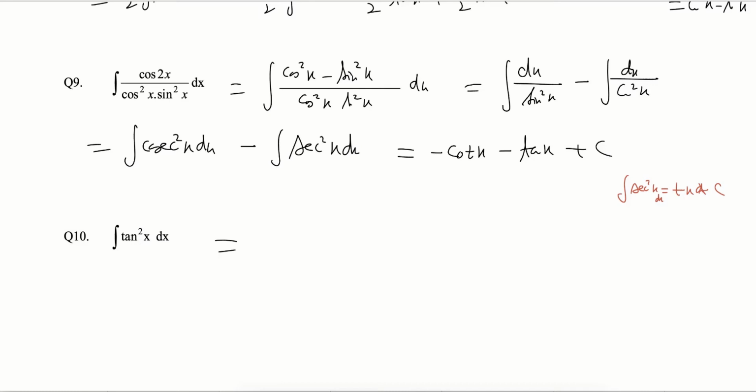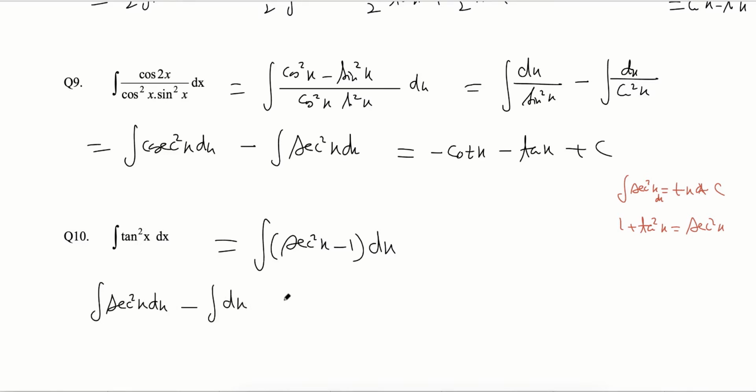Tan square x, we don't have any formula for integration, but we can convert tan square x in terms of secant square x. This I can write as secant square x minus 1 dx. Yes or no? Basic trigonometry: 1 plus tan square x equal to secant square x. So tan square x equals secant square x minus 1. So this will be equal to secant square x dx minus simply dx. Secant square x integration is what? Tan x minus dx integration x plus c. This will be your answer.